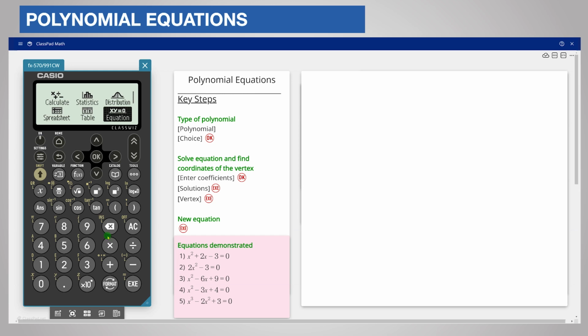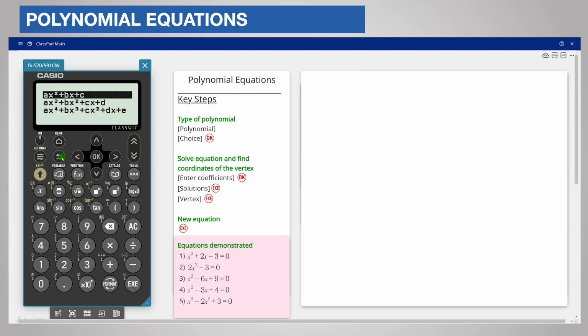From the home screen, choose the Equation app followed by Polynomial. Polynomial equations can have solutions which are complex numbers. If you do not want these, for example, if you are not studying further maths for A-level, they can be turned off. We won't use complex solutions in this video, so press Tools, choose Complex Roots and turn them off. Return to the polynomial choice screen by pressing Back twice.